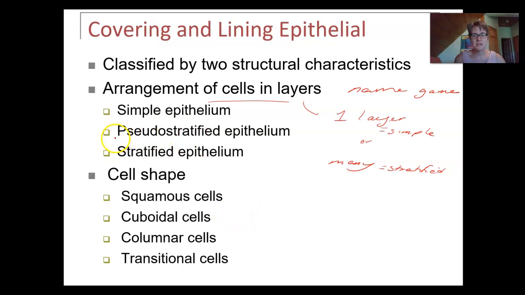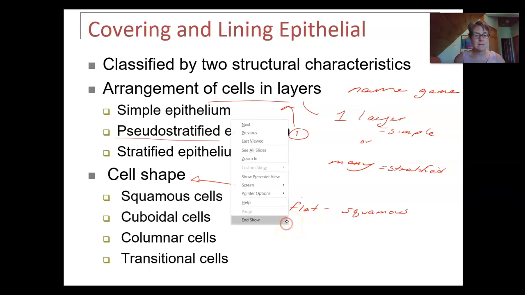So we're not going to talk about the exceptions yet. My other part of the name game, so 1, how many layers am I? 2, what is my cell shape? Right? So 1 was layers, 2 is cell shape. Am I flat? If I'm flat, then my name game is squamous.